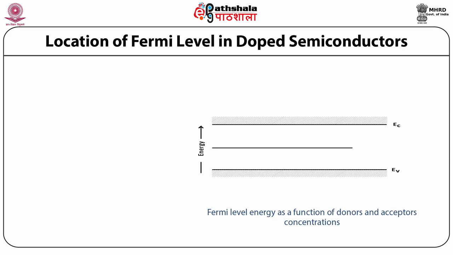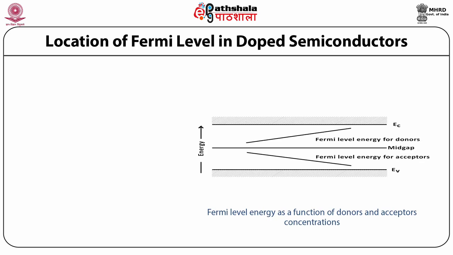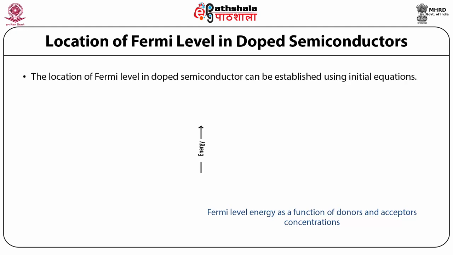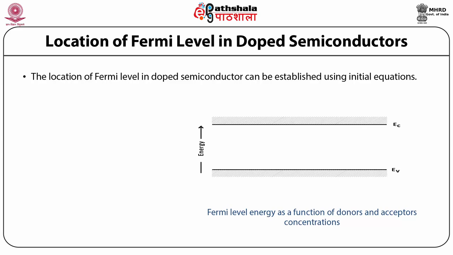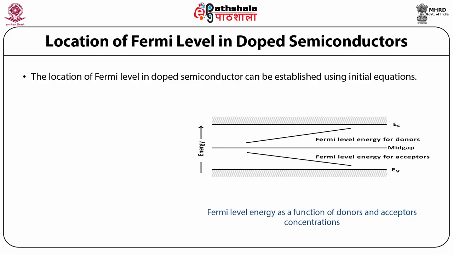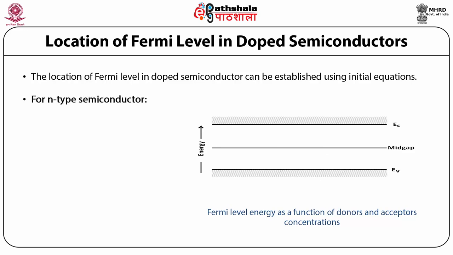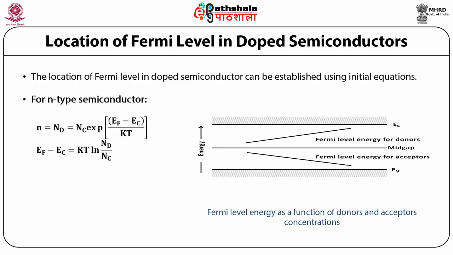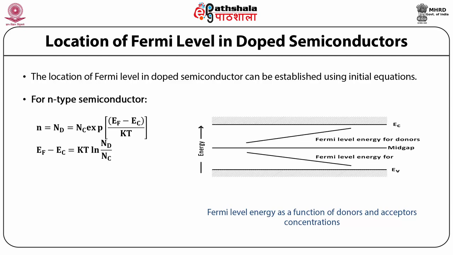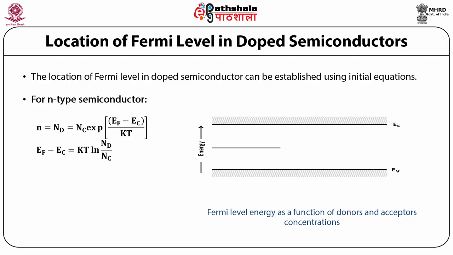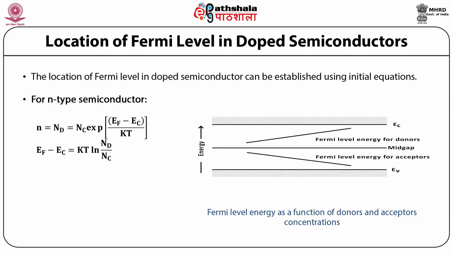So, students, till now we have discussed the doped semiconductors. Now, let us discuss how the location of the Fermi level in a doped semiconductor can be established using the initial equations. For an N-type semiconductor, n is equal to ND, which is equal to NC exponential (EF minus EC) by kT. So, EF minus EC will be equal to kT ln(ND by NC).